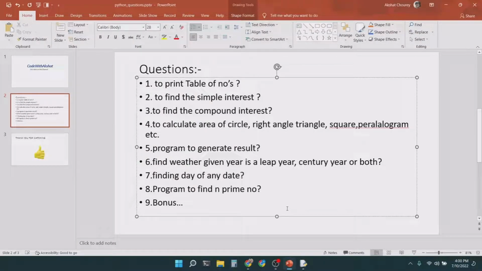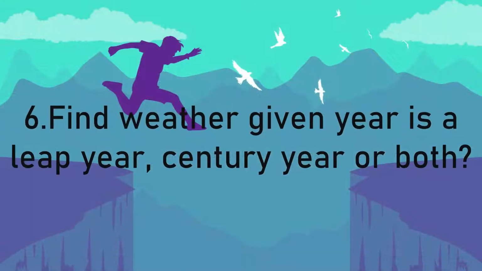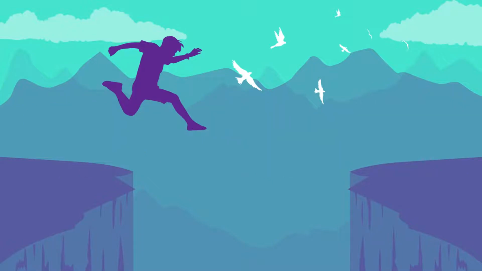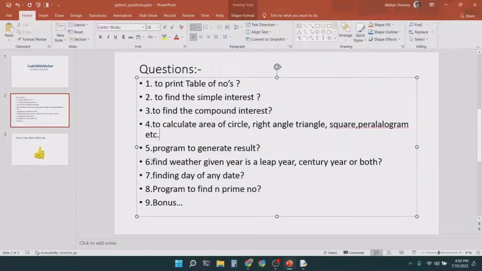Okay, so far we have successfully completed our 5 programs, skipping one, complex number, which we will see later in the video. Here it is: find whether the year is a leap year, century year, or both. Those of you who don't know what leap year and century year are, a leap year comes every 4 years, and a century year comes every 100 years.